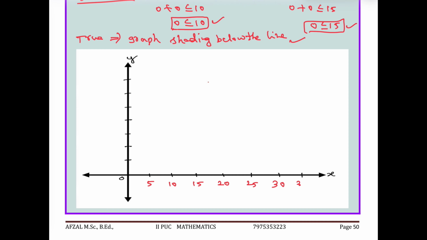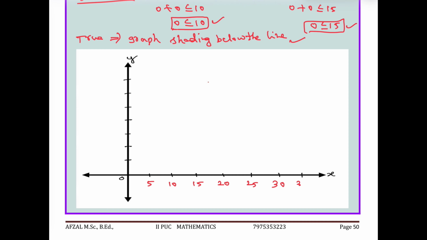Next, 10th question. The order of the differential equation (d square y by dx square) whole square plus sin of dy by dx equal to 0 is. Order means first order or second order. Here in the question they have given second order, that is d square y by dx square whole square. Order means 2. 2 is the correct answer, that is second option.